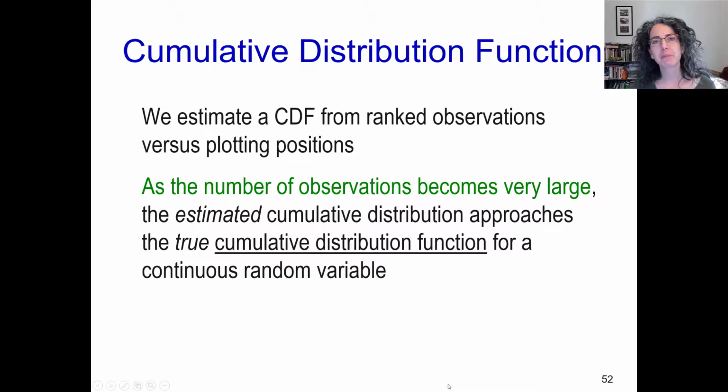So here's that statement again that we've been making with each of our estimators. We're estimating the CDF from ranked observations versus plotting positions. And we can say as the number of observations becomes very large, the estimated CDF approaches the true CDF for a continuous random variable. So the same statement that this estimator is very good as our sample gets very large, so it is a consistent estimator, which is a very good feature. But again, we have to pay attention to the fact that we do have a smaller sample, and we will learn how we deal with that coming up.